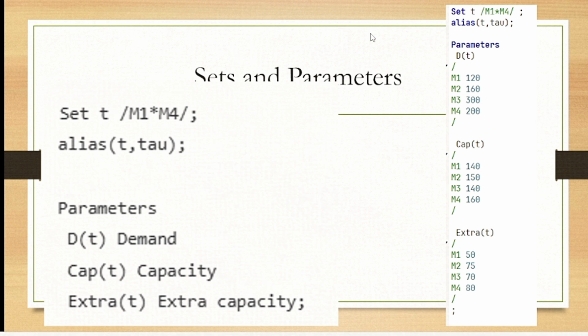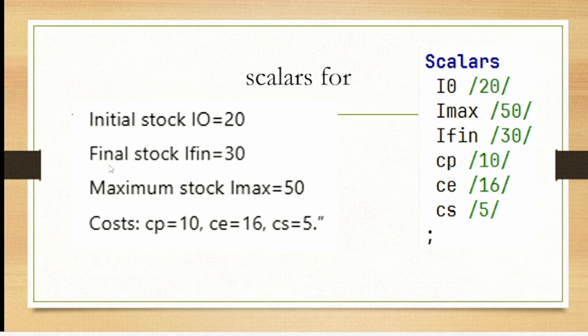These are sets and parameters. On one side here we have the mathematical model, and right there we have the GAMS code. We need to define all the sets and parameters, so we load demand, capacity, and overtime values for each month. Also, we define scalars for initial stock, final stock, maximum stock, and the costs: CP equals 10, CA equals 16, and CS equals 5.